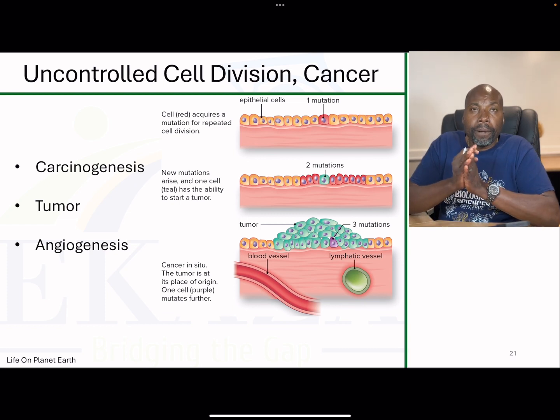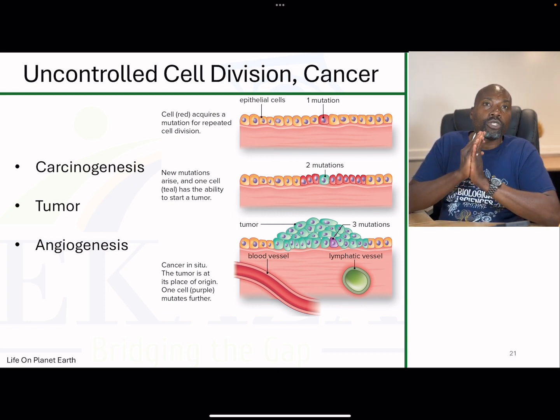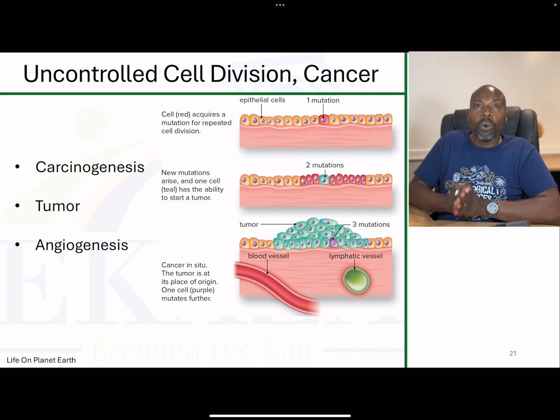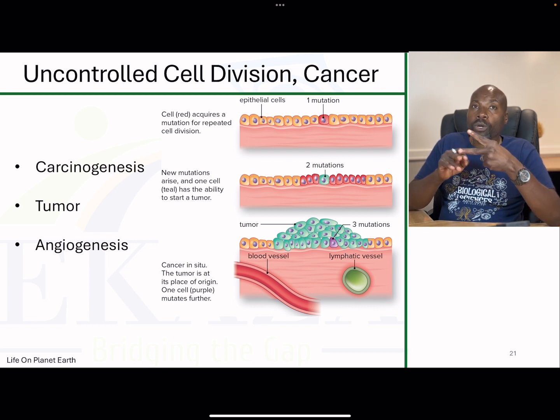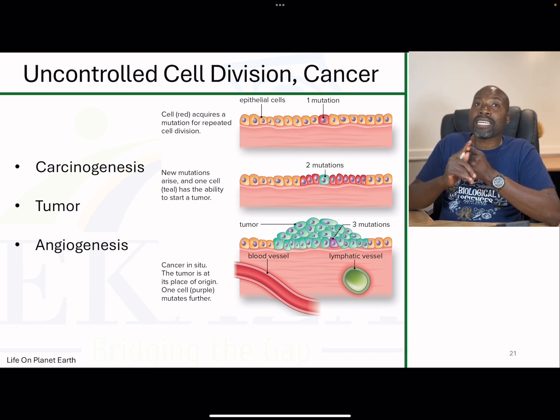Now, we said that cancer is uncontrolled cell division. What can cause uncontrolled cell division? Remember, I told you about the proto-oncogenes being mutated so that they are overly active, so they become oncogenes. And then you have the tumor suppressor genes that become inactivated, right? So that they cannot stop cell division. I want you to remember that.